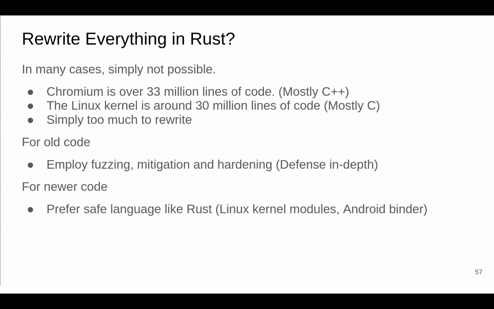Right? So for old code, employ fuzzing as part of continuous integration, mitigations and hardening, as in different kinds of defense in depth strategies.